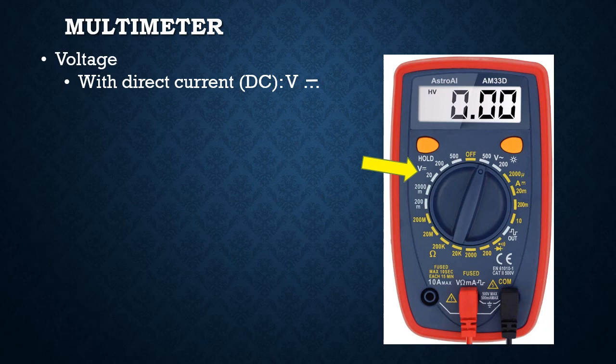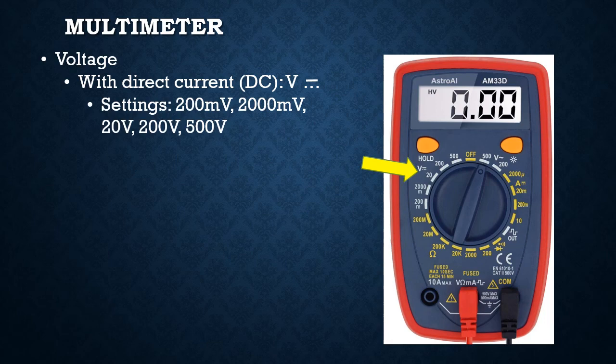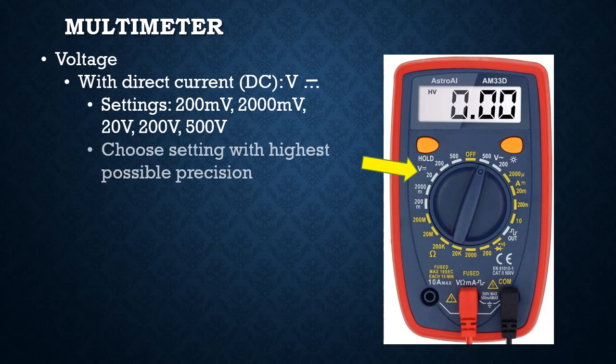And then we want to look at the different settings within this range. We use the dial and the multimeter to select the type of electrical measurement that we want to make and what range we have. And generally speaking, we want to use the range that will give the most precision without going over the maximum value.